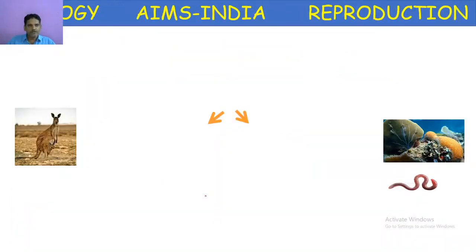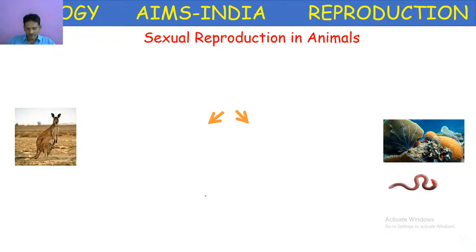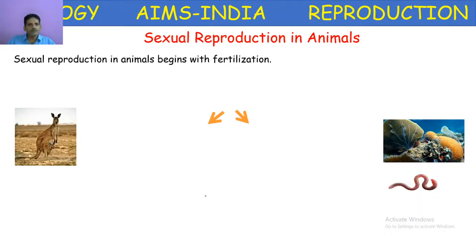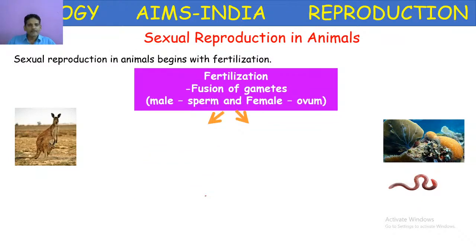So let us proceed to reproduction in animals. In animals also, both sexual and asexual reproduction take place. Sexual reproduction in animals begins with fertilization. First production of gametes, then fusion of gametes takes place. The male gamete is the sperm and the female gamete is the ovum, or egg.